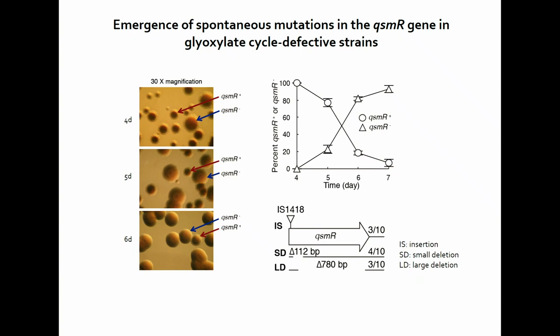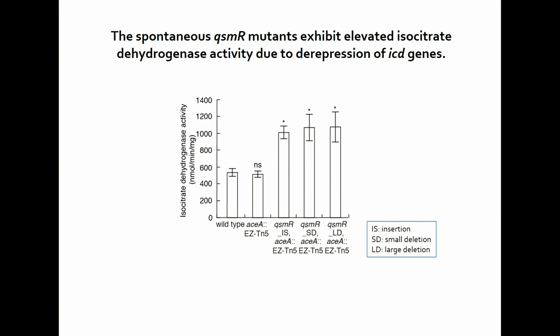Why? Okay. So this is QSMR, spontaneous QSMR mutants. So there is elevated activity in the QSMR mutants. Isocitrate dehydrogenase activity increases, all right? This is a wild type. This is the original glyoxylate cycle mutant, very similar, okay? These three are three different kinds of QSMR mutations in the glyoxylate cycle mutant, okay? They want to mutate QSMR so that they can express more isocitrate dehydrogenase, because the glyoxylate cycle is blocked. Okay, so they want to convert isocitrate to alpha-ketoglutarate more under stress.